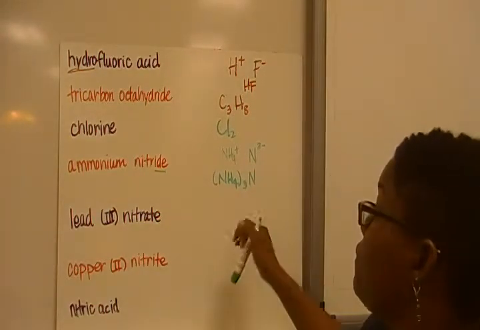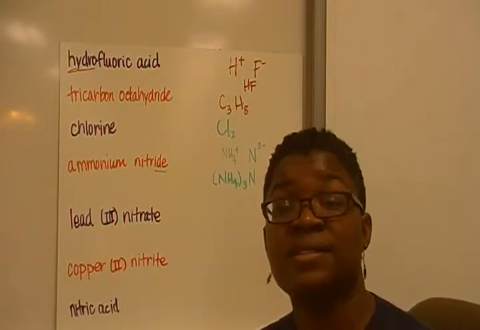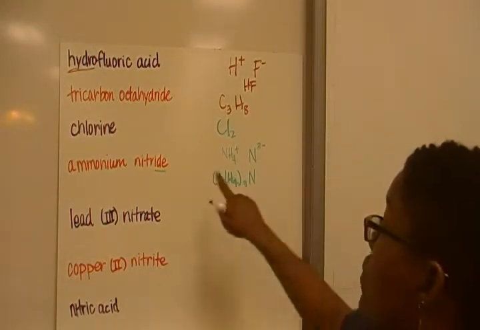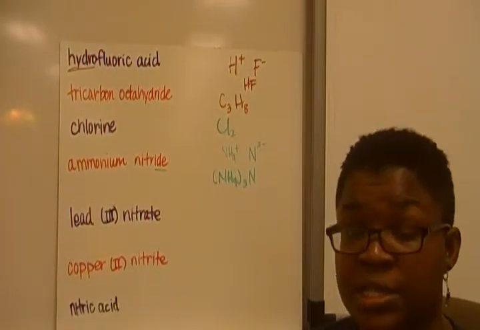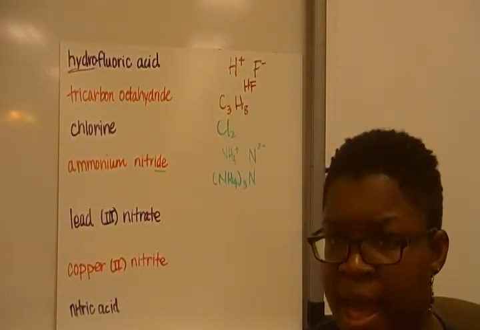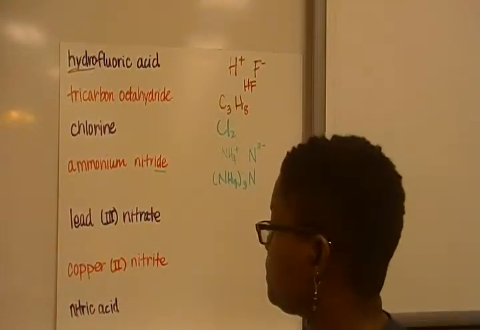Also be careful that you don't confuse the subscript, the one that is down low like a submarine, with the superscript, the one that's up high. The up high ones are our charges, and the down low ones are how many we have. You don't want to confuse those two.